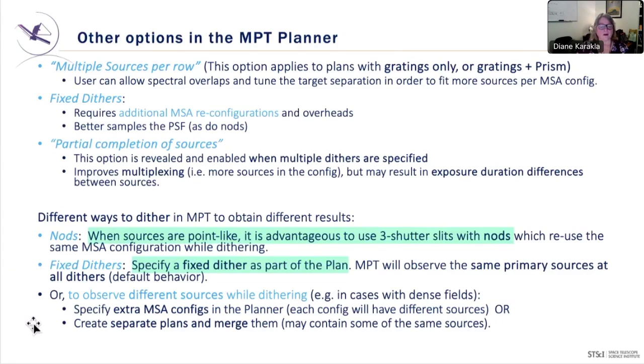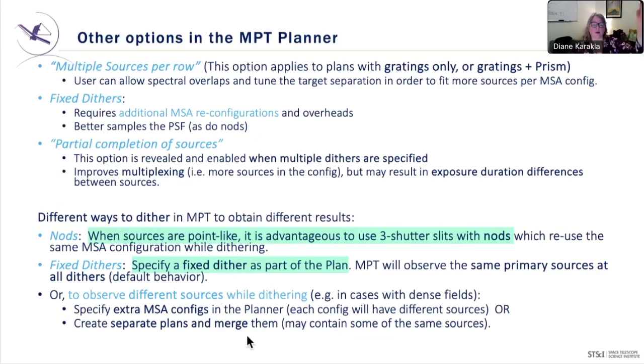And then you might want to actually observe different sources with each dither point. And to do that, there are a couple of different ways, which I've written here. You can specify extra MSA configs in the planner. So if your plan takes 2 configurations to complete for 1 target set, you can actually specify 4 and you'll get 2 target sets, or 6 MSA configurations and get 3 target sets. And what I mean by target set is just a set of targets that has been optimized for a given pointing, a set of pointings if you have a dither.